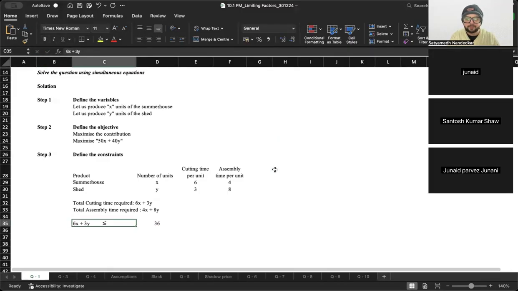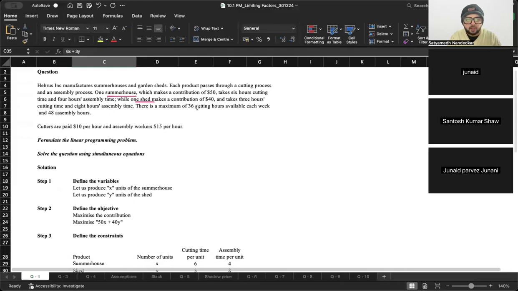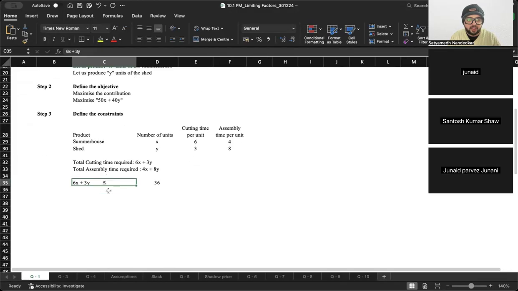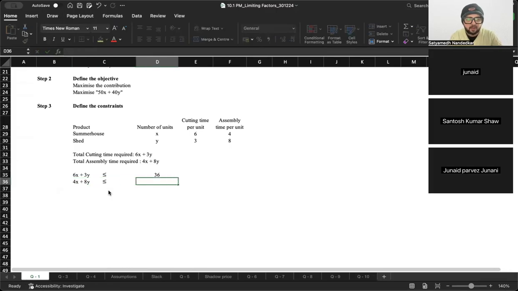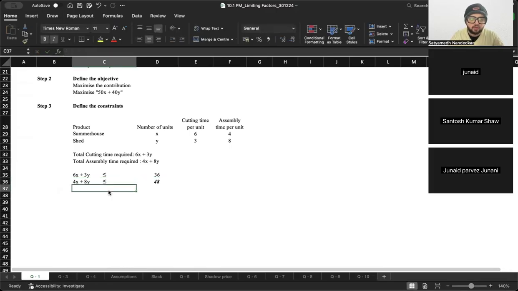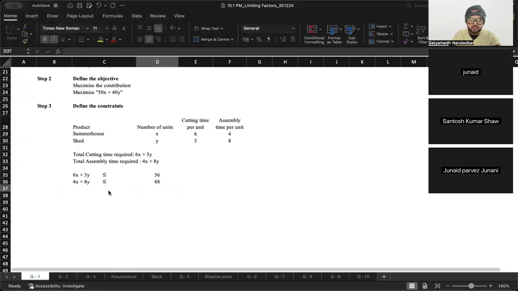Okay, and 36 cutting hours and 48 assembly hours. So what do we have here? We have 4x plus 8y less than or equal to 48. Okay, now these are our two constraints. Apart from that, there is also the non-negativity constraint.